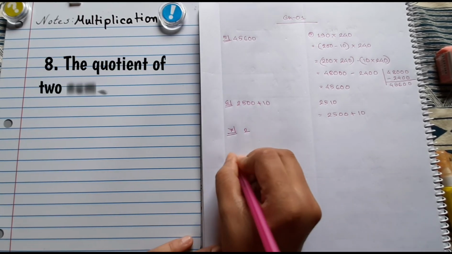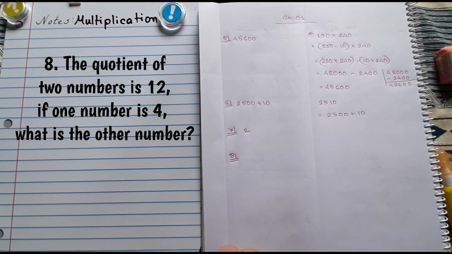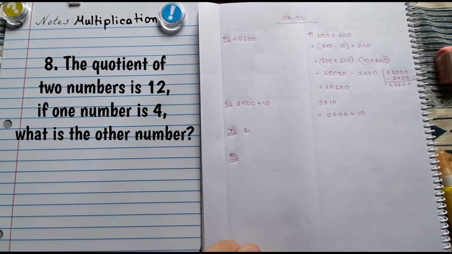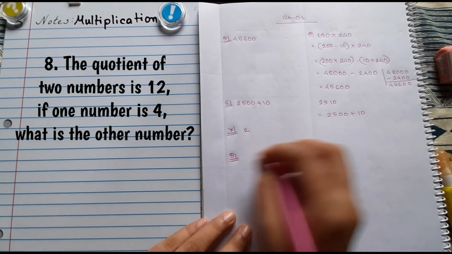Now we are going to talk about the 8th number question, and that one is: the quotient of 2 numbers is 12. If one number is 4, then what would be the other number? Whenever they give you a question like this, if they give you one number, you have to do the product. Why you have to do the product is actually the opposite in the multiplication and division chapter. If they give you the product, then you have to do the division. If they give you the quotient, then you have to do the multiplication. Just simply remember this one. You don't have to do anything else.